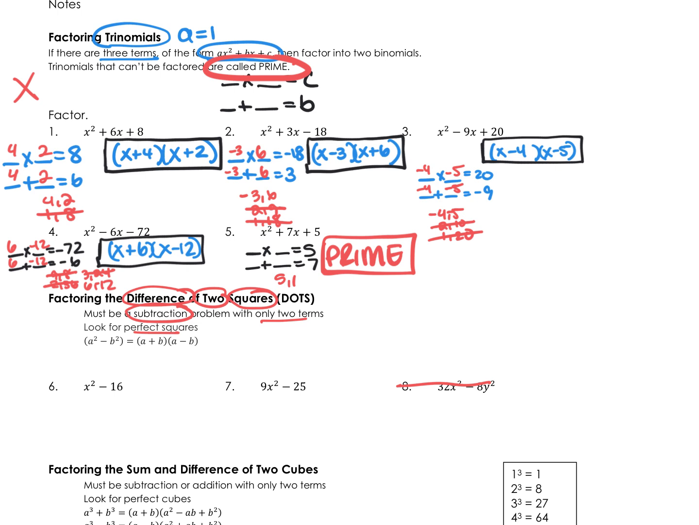But look at number 6. Is this a difference? Is this a subtraction problem? Is there a minus sign here? Yes, so that's a difference. Are these both perfect squares? Is 16 a perfect square? 4 times 4 is 16, right? And x is being squared, so it's a perfect square, right? So this is a difference of 2 squares.